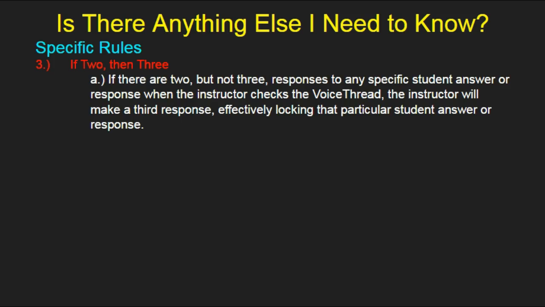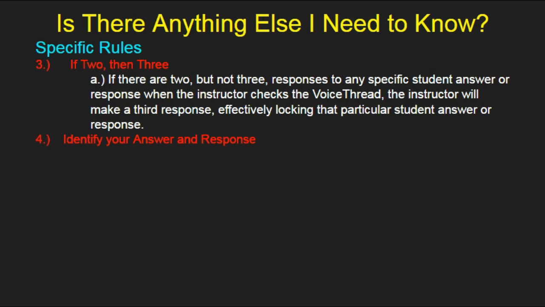Something you should know is that if there are 2 but not 3 responses to any specific student answer or response, when I check the VoiceThread, I will make a third response, effectively ensuring that that very popular student answer or response can no longer be given credit to any further students who wish to talk about it. Again, this encourages the whole fluidity idea. It also gives you foreknowledge that I will do this so that you can move on to some other topic later on. So this is to help you make sure you don't make a mistake on that.